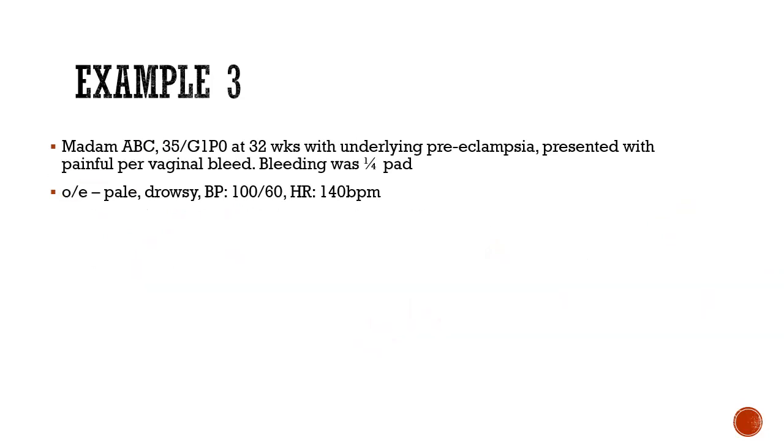Okay? So next, again, you have a patient. She's a primigravida at 32 weeks with underlying preeclampsia. She has painful per vaginal bleed. Bleeding was a quarter pad at home. When she comes, she is pale, she's drowsy, her BP is 100/60, heart rate is 140. EBL quarter pad, 25 cc. Okay, you need to be careful because this patient has preeclampsia to start with. Preeclampsia means the patient has high blood pressure to start with. So when she loses a lot of blood, this is a concealed abruptio, then this blood pressure is actually low for her. So it is not normal.